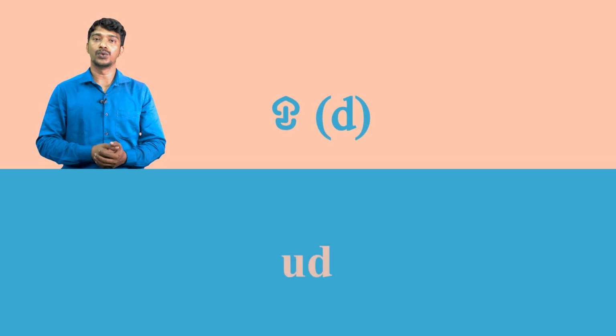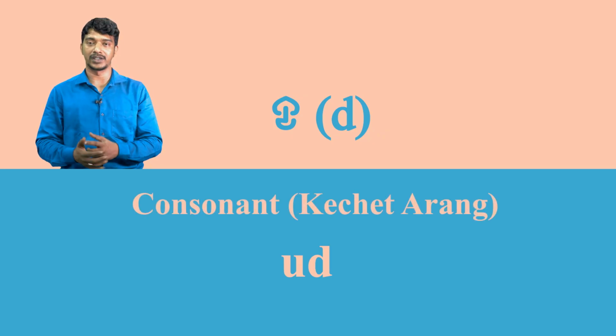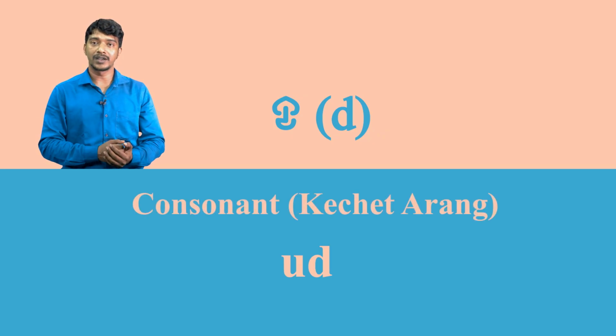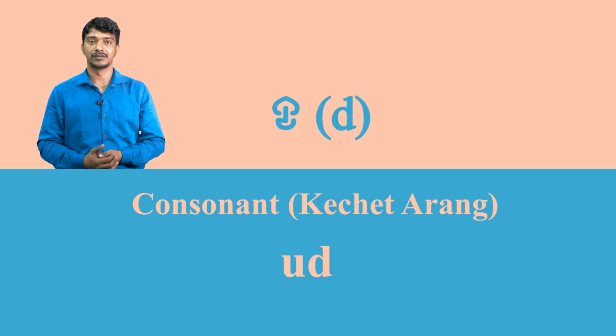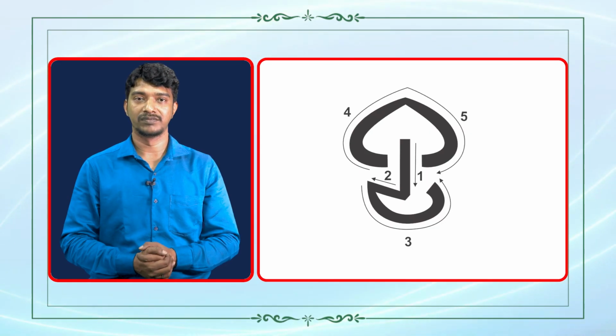The third letter of this set is Ut. This letter is pronounced Ut in Santali. It is a consonant. It is called Keche Arang in Santali. Ud is framed as the picture of a mushroom.